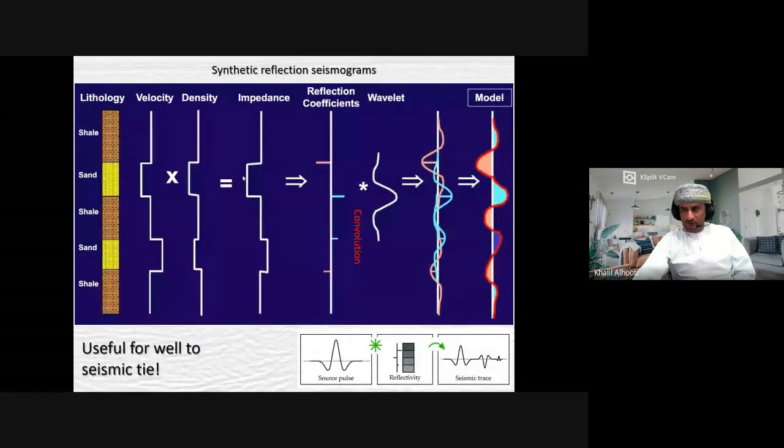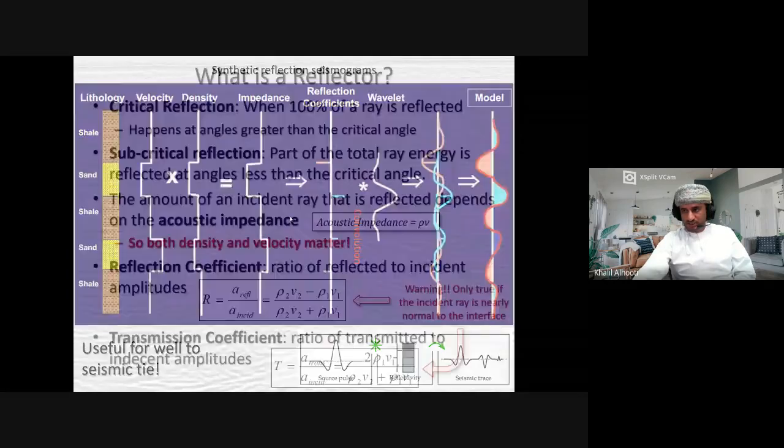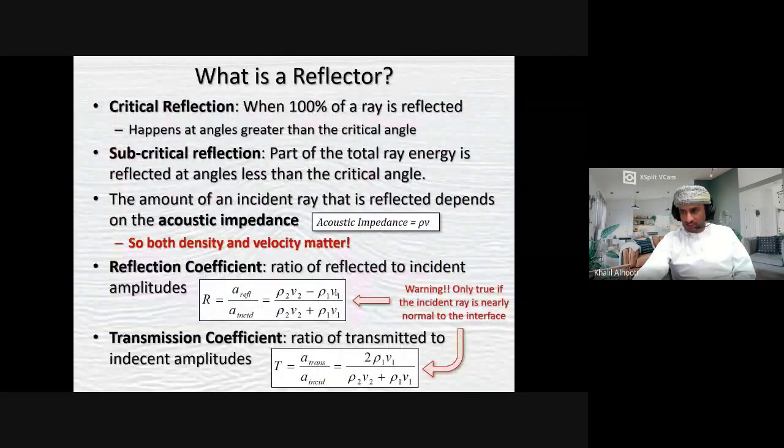So density times velocity of this layer, minus density times velocity of the other layer, divided by their sum, gives you this one. Why is it negative? Why is it in this direction? Because the acoustic impedance in this layer is lower than the acoustic impedance in the upper layer. So it gives you a negative reflection coefficient, because this term is higher than this term. So in total, the reflection coefficient is going to have a negative sign.